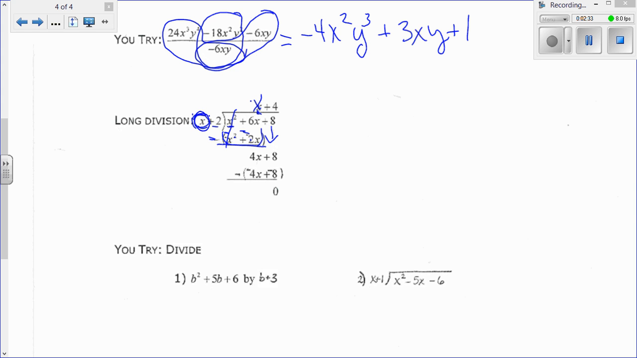Again, I look back to my first term, which is x. X times what gives me 4x? Well, plus 4, so I put plus 4. 4 times x is 4x. 4 times 2 is 8. So again, when I subtract, I change all my signs inside and everything cancels out, and I'm left with 0.